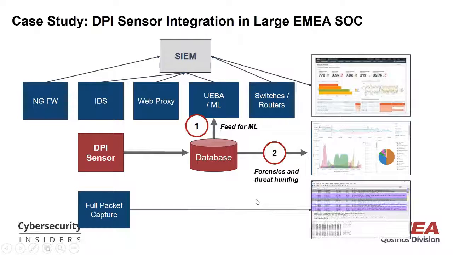So a DPI sensor has been deployed to feed an existing data lake with network traffic information. And a custom dashboard has been developed to easily drill down from a global view of the network to a very detailed view of each and every flow of the network. The DPI sensor data were also used to feed behavioral analytics containing machine learning capabilities to be able to alert on significant variation of the network traffic.